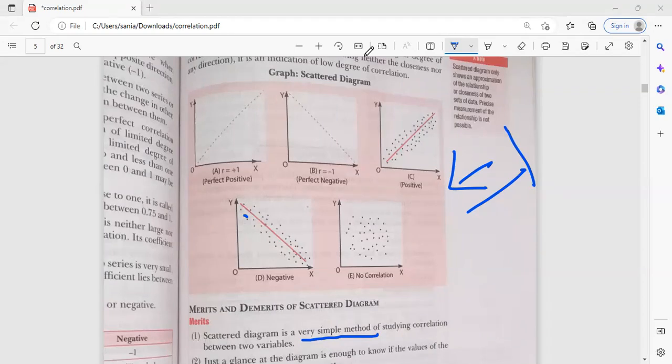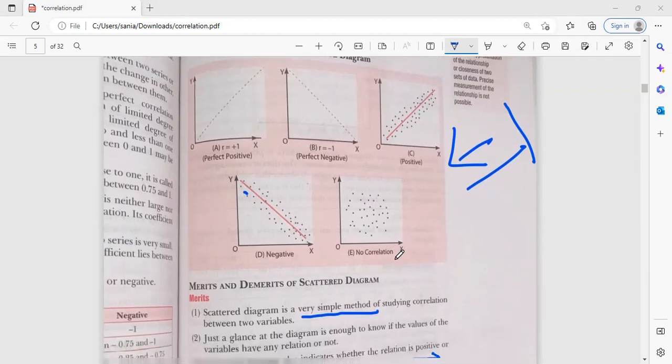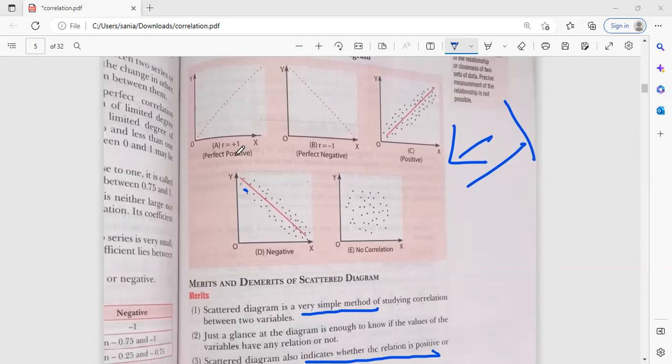What is AR? ABCD is just the figure numbers. It's figure A, figure B, figure C, figure D and E. Right? Ma'am, R is correlation. Yes, R equals correlation. Here, R is not a specific number. It's just a positive one. Right? But here, it's negative.